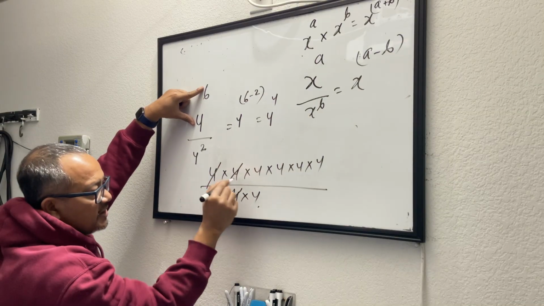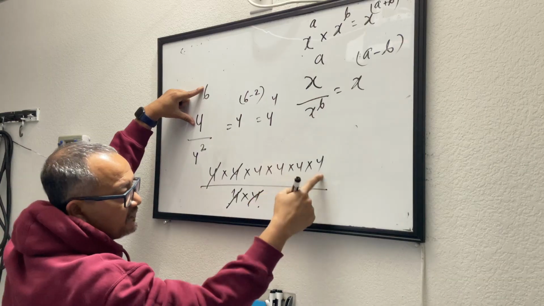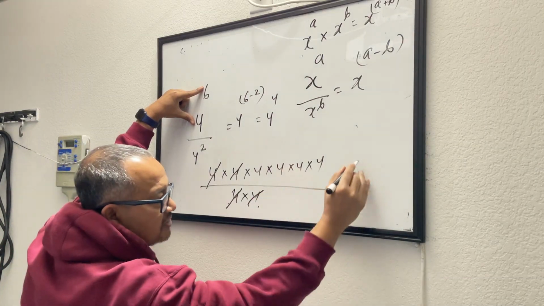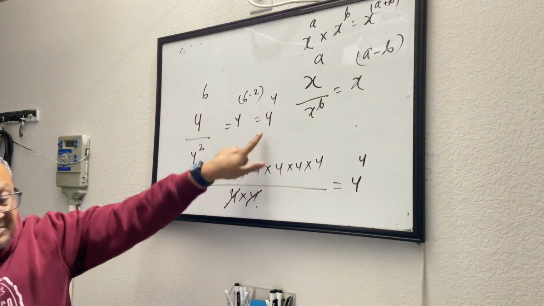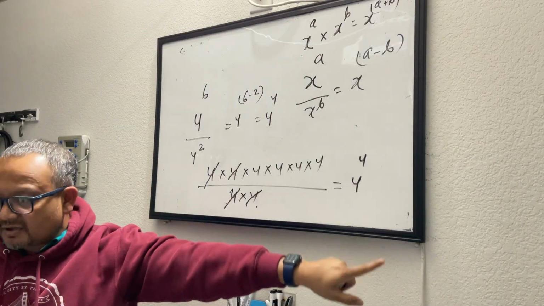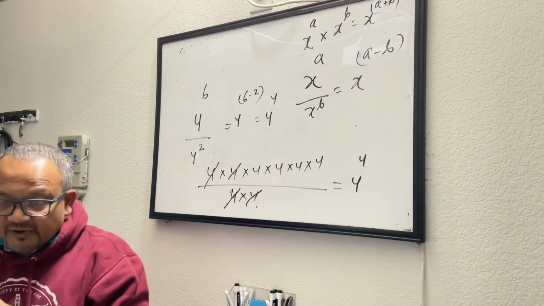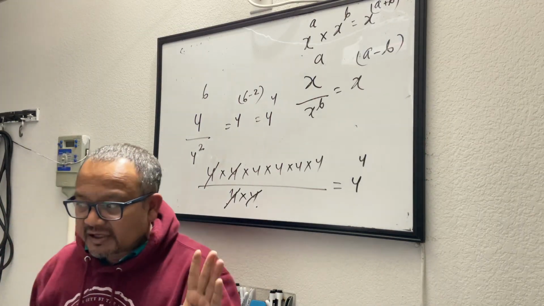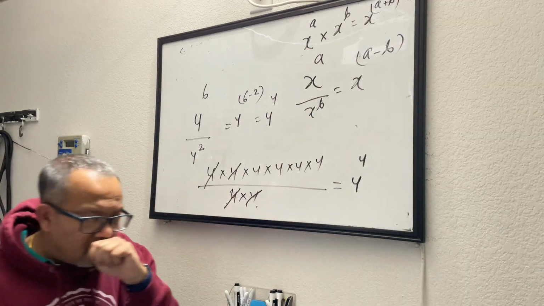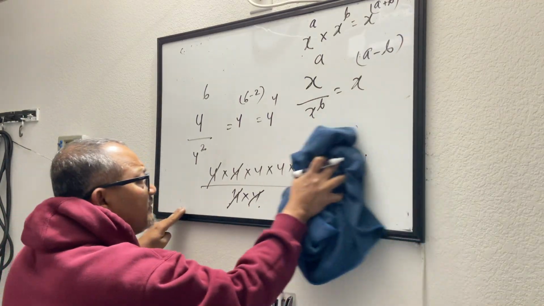Tic-tac-toe. This one, tic-tac-toe. How many 4s are we left with? 4 4s. That will be equal to 4 to the power 4. Isn't that the same as this one? Yeah? So this is the second rule of exponent. I'm not going to talk about the third one right now, because we can deal with these two for now.